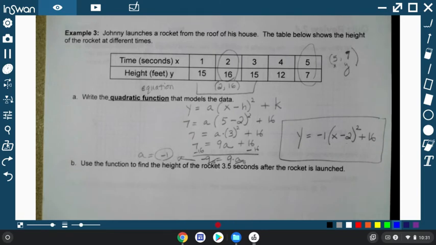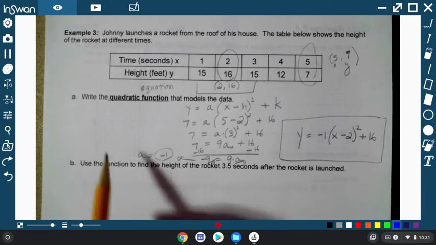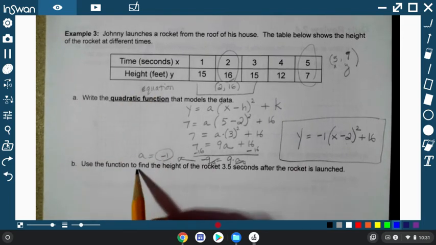It says Johnny launches a rocket from the roof of his house. This table shows the height. So y is the height, x is the time in seconds. All right, so now I'm going to use that equation to answer the following question. It says use the function, so use that equation to find the height. Remember, height is y.